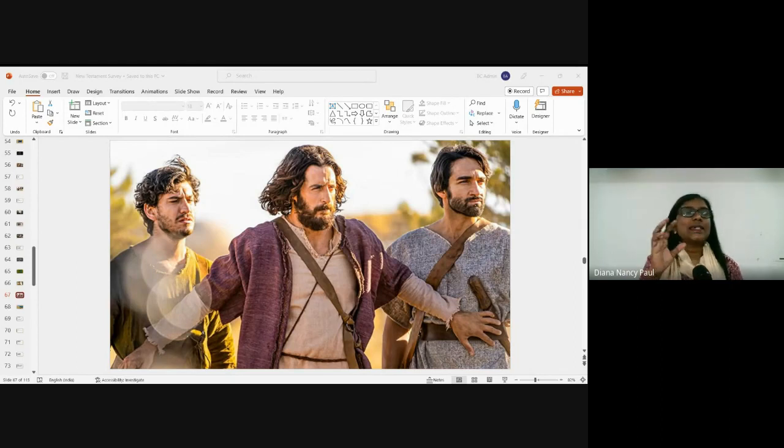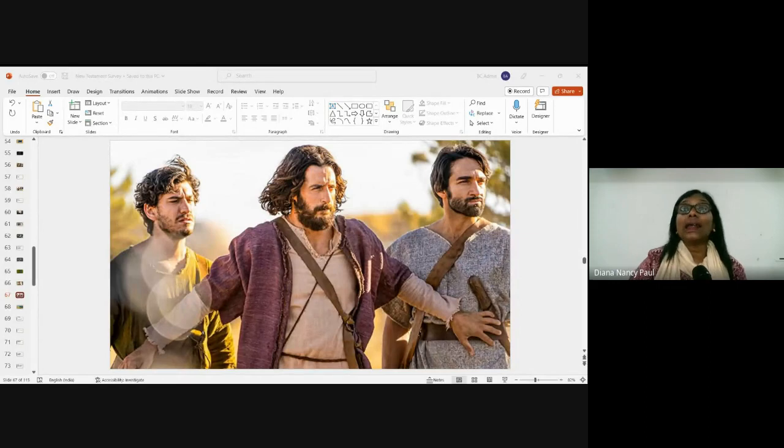Okay, so I'll just keep it short because of time. There was always a difference between the Jews and the Samaritans. When Jesus, along with James and John, was traveling on ministry to another place, they encountered a group of Samaritans who opposed them from entering their village.